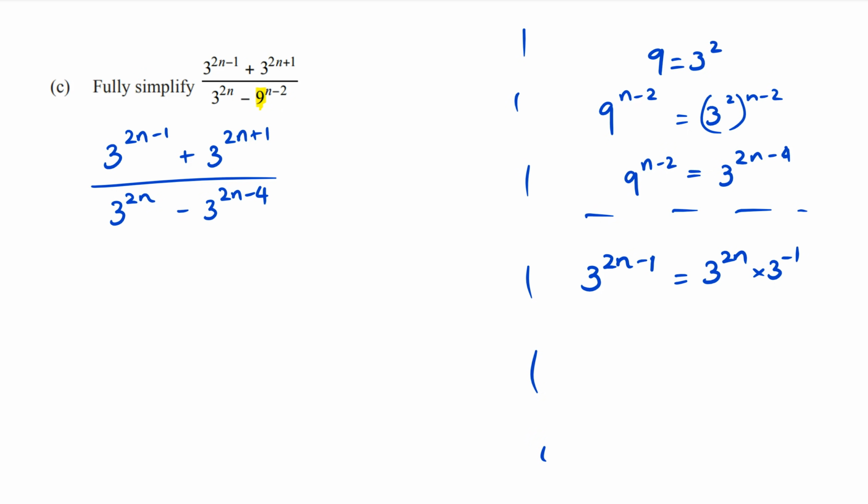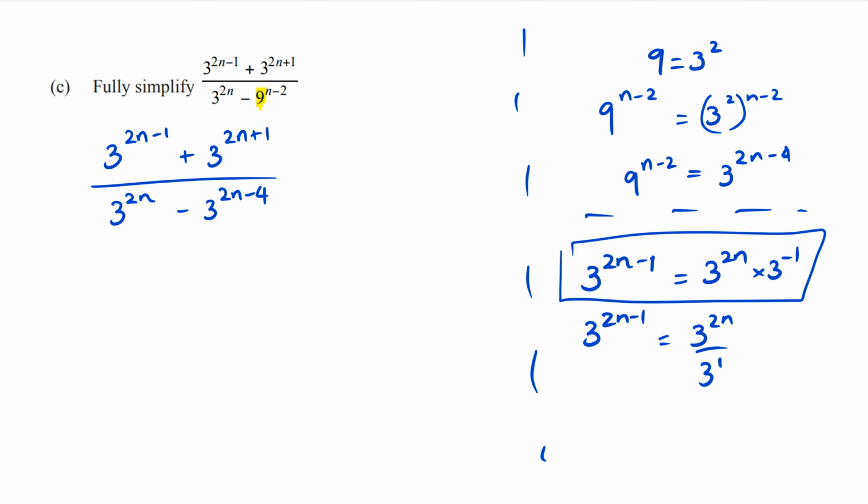And I know some of you might be thinking, shouldn't 3 to the power of 2n minus 1 equal 3 to the power of 2n divided by 3 to the power of 1? Yes, that's correct as well. But for this particular case, it would be a lot easier to go with this format, and let me show you why. I'm going to take out the 2n. So I have 3 to the power of 2n multiplied by 3 to the power of negative 1, plus 3 to the power of 2n times 3 to the power of 1.